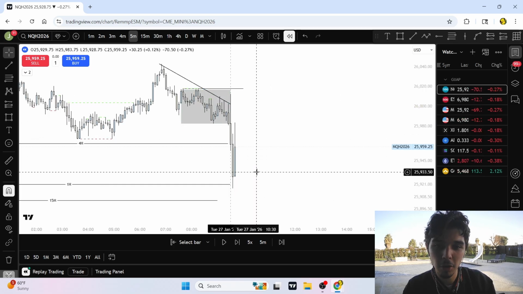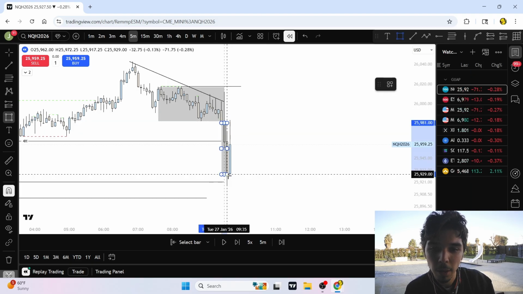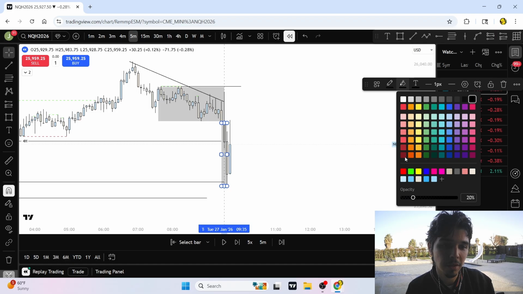Boom. We got our clear manipulation lower, right? What did we manipulate into? High time frame PD raise. Boom. High time frame PD raise it is.